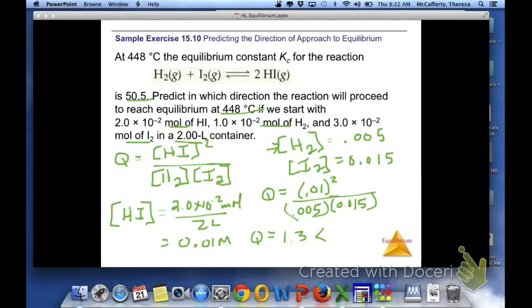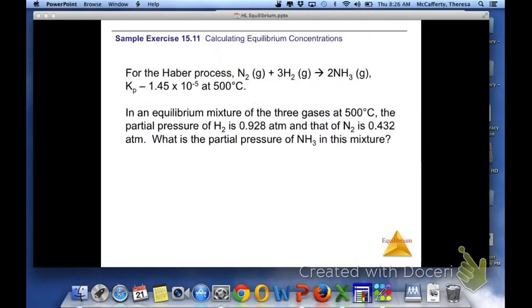Hopefully you can see that is much less than the 50.5. So I need to increase the product concentration. The system will shift to the product side, shift to the right, until it reaches equilibrium. We'll be looking at this one in class. If you would like to do that and come in with the answer, that's fine.